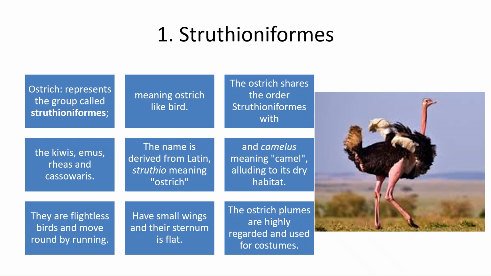Struthioniformes. Ostrich represents a group called Struthioniformes, meaning ostrich-like bird. The ostrich shares the order Struthioniformes with the kiwis, emus, rheas, and cassowaries. The name is derived from Latin struthio, meaning ostrich, and camelus, meaning camel, alluding to its dry habitat. They are flightless birds and move around by running, have small wings, and their sternum is flat. The ostrich plumes are highly regarded and used for costumes.